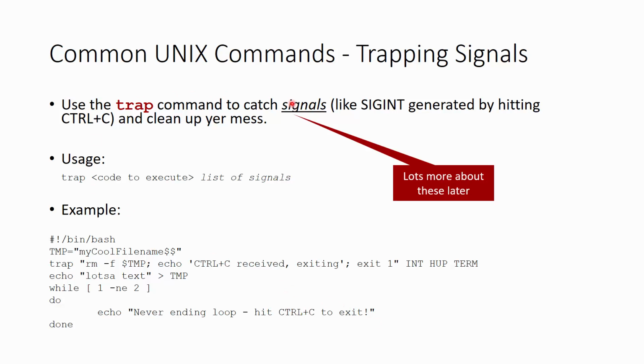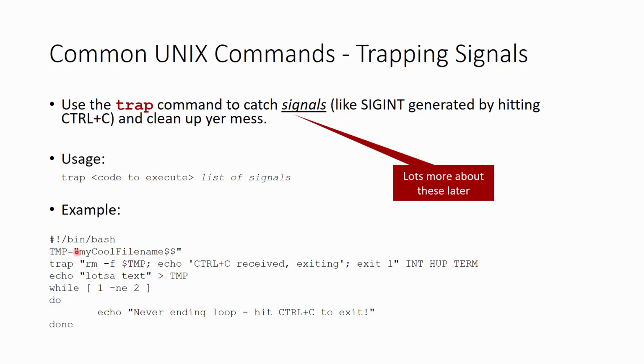So we can use the trap command to catch this signal and do something. The usage of this is that we would put the trap line in our script, and then the next argument is the code that we're going to run. And the third argument, and all the way up, third, fourth, fifth, however many, is the list of the signals that will trigger the code to execute. So in our example down below, we can see that we've got our shebang line at the top, and then I set a variable called TMP.